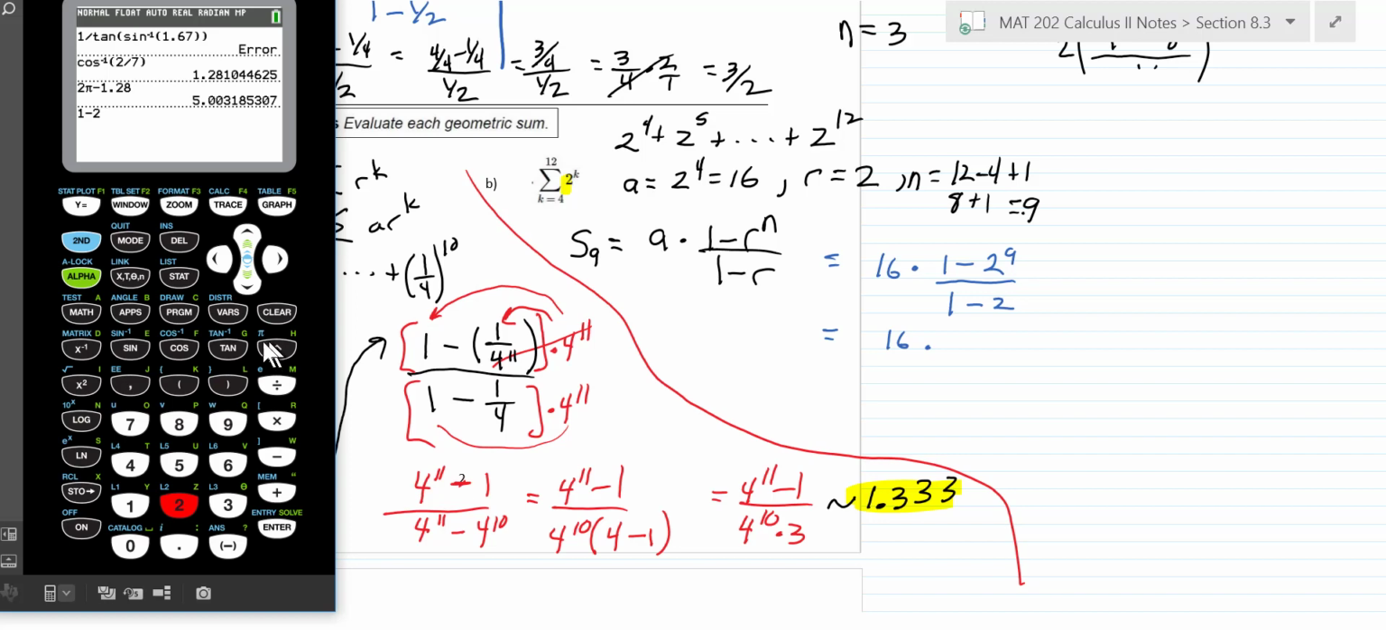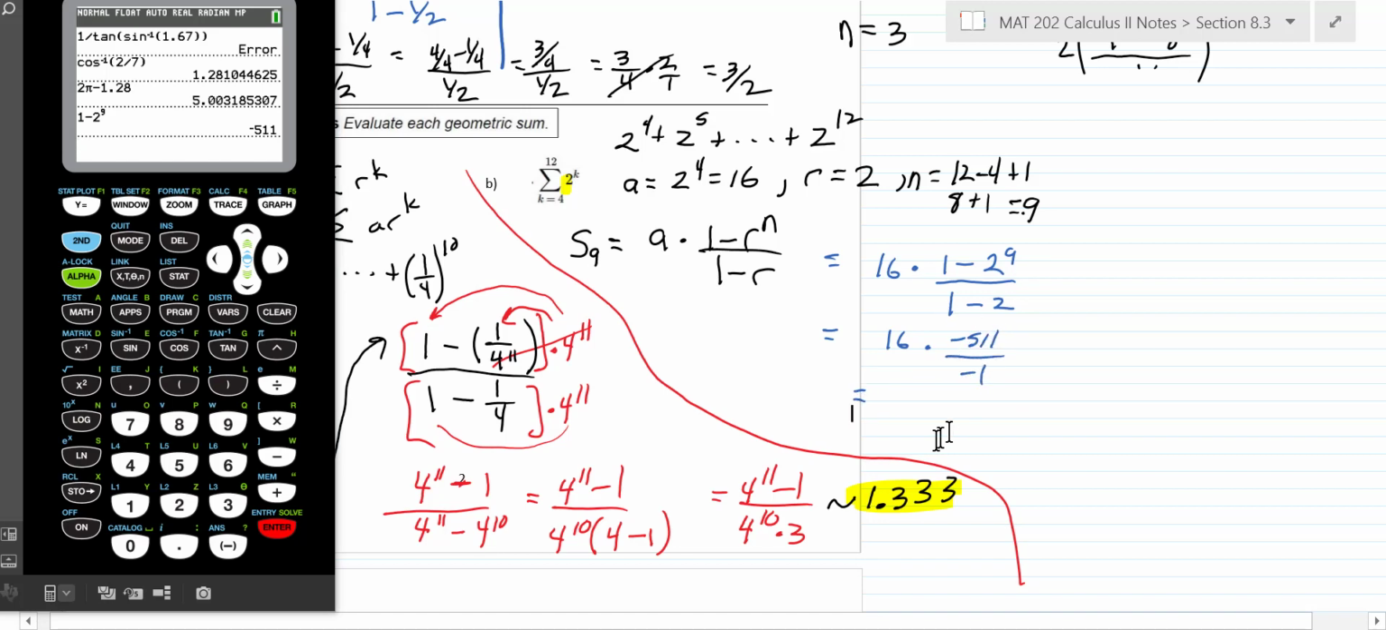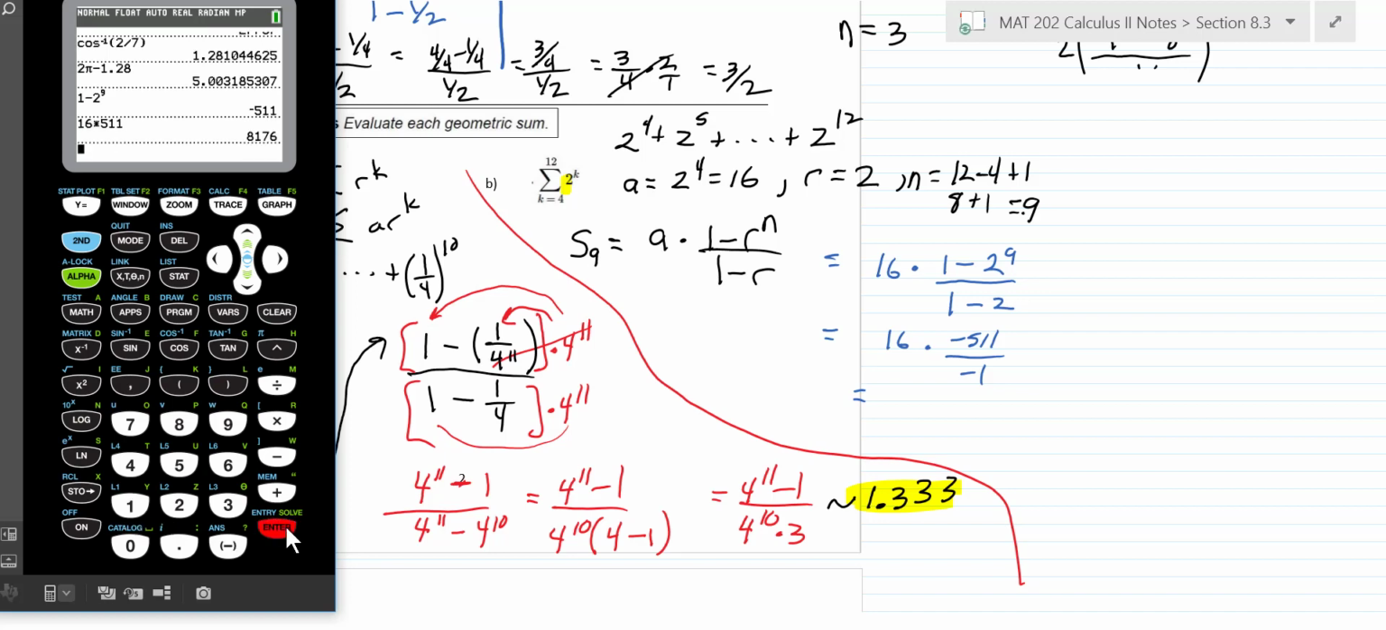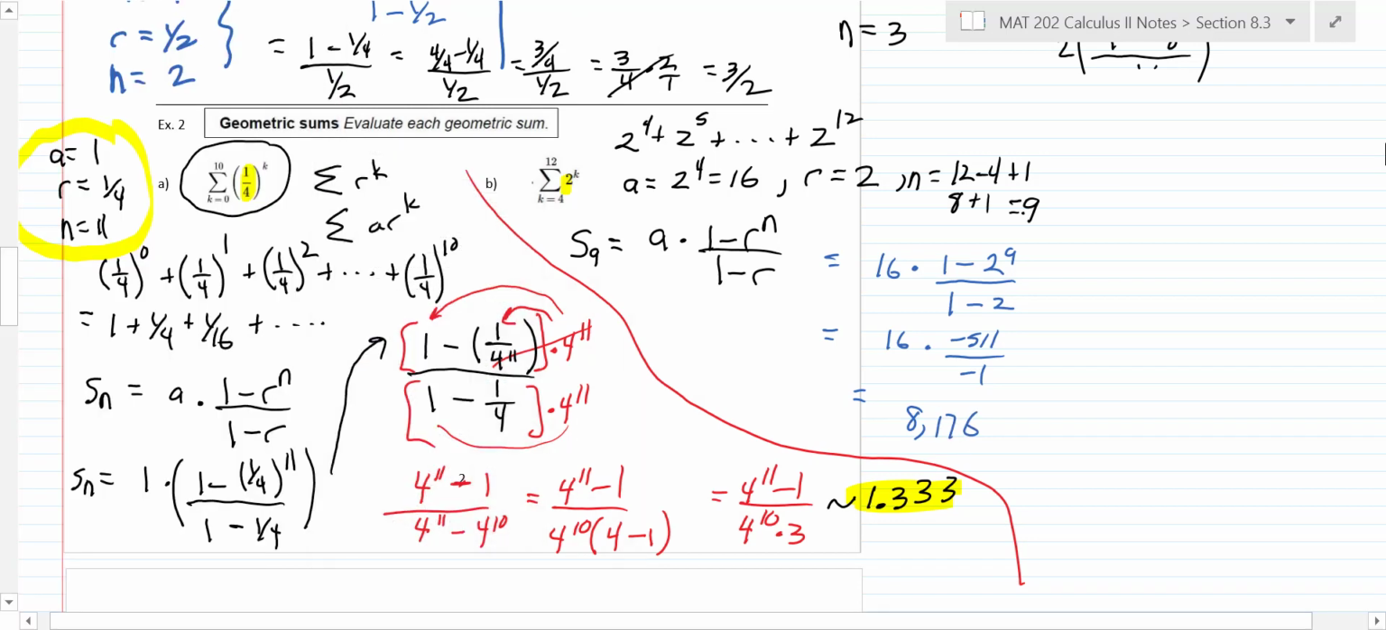So I'm going to do 1 minus 2 to the 9th, and that'll give negative 511, and then 1 minus 2 is negative 1. The two negatives cross out, so it looks like you're just going to do 16 times 511, and yeah, the sum is 8,176. So that's it. That's all there is to it.